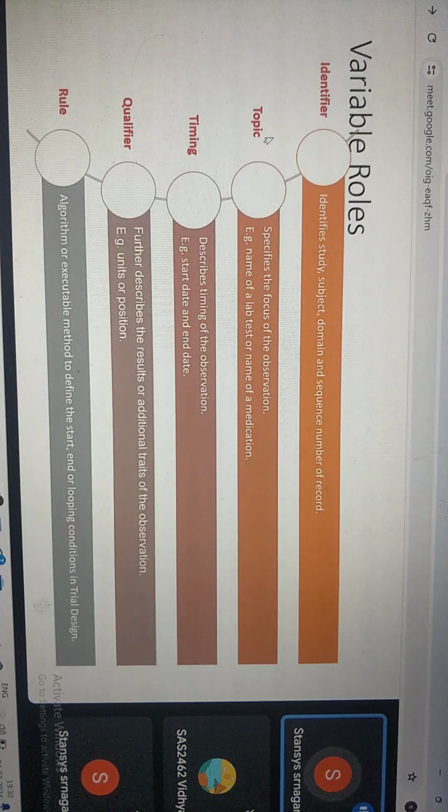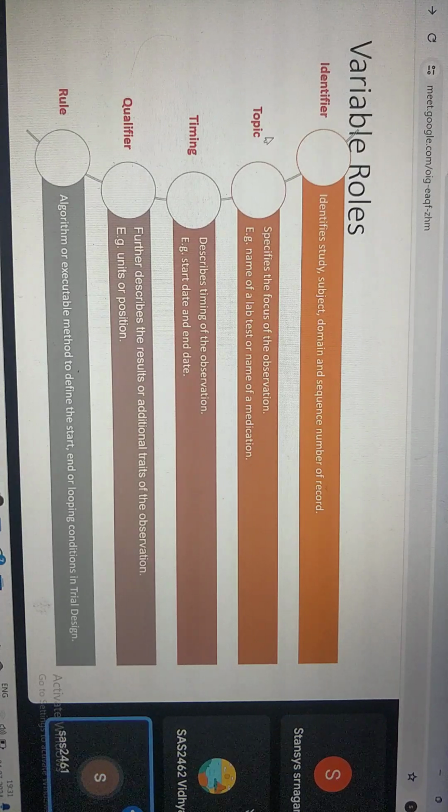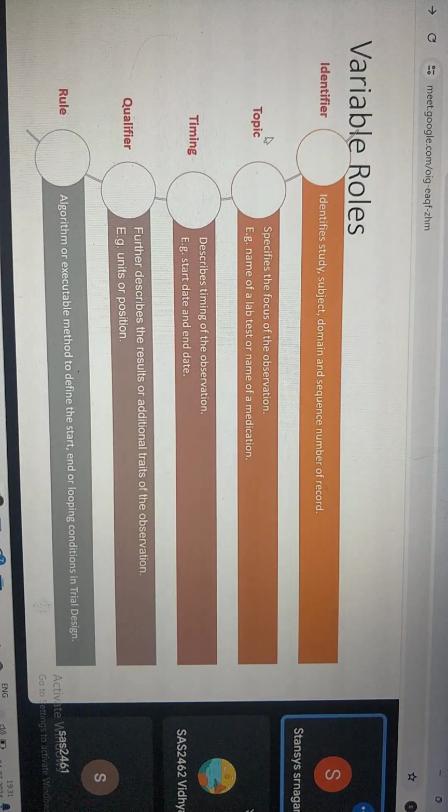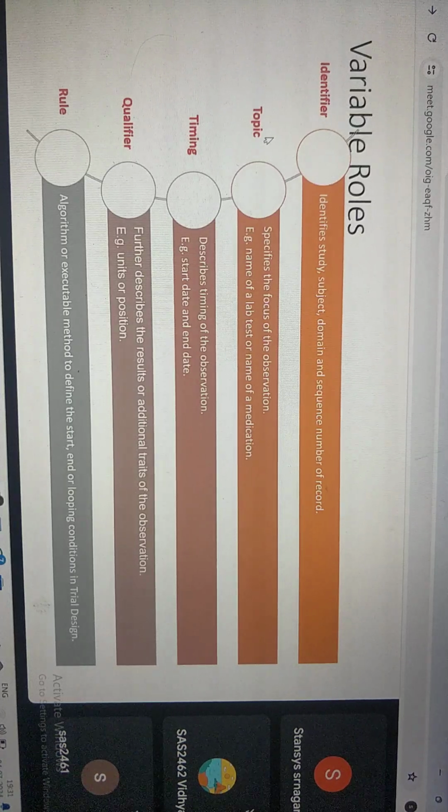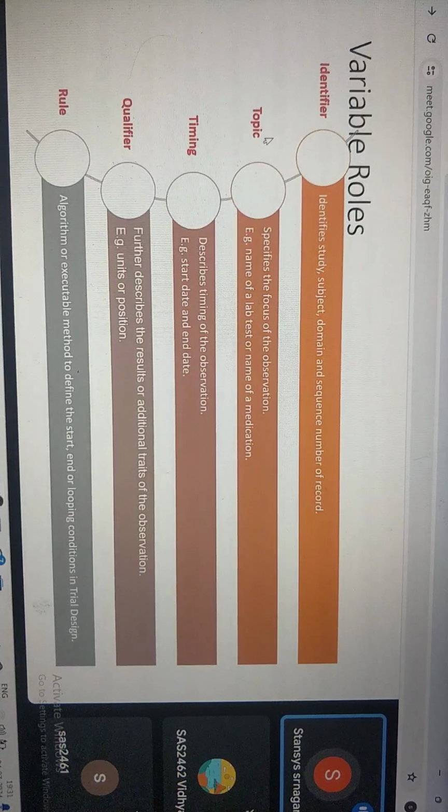When it comes to the adverse event domain, what is the key information? Adverse event, for example fever. This is the adverse event name. That is nothing but the term, adverse event term. AE term is the topic variable.